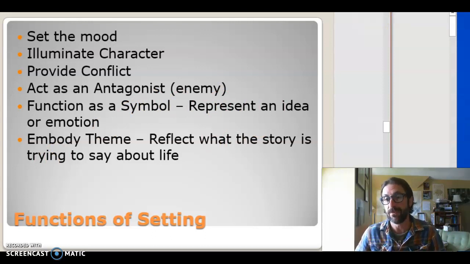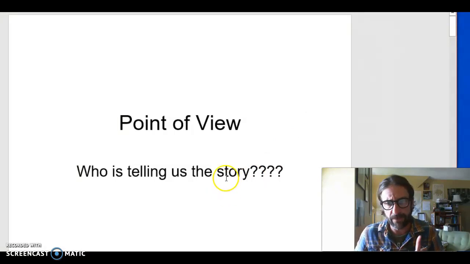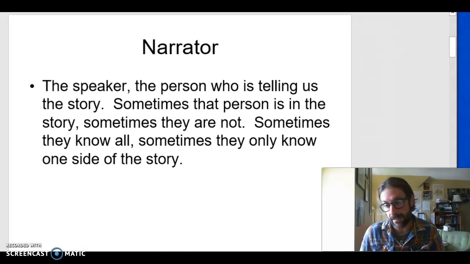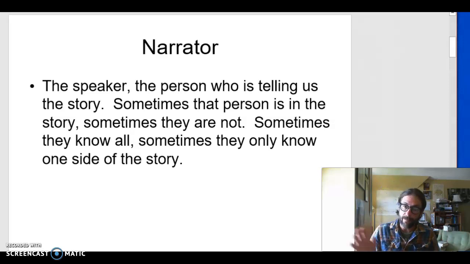Now, the other thing I wanted to share with you is about point of view. Point of view is who is telling us the story. Generally, a narrator, a voice, will be telling us the story. That narrator, the person who is telling us the story, sometimes is in the story, and sometimes is not. Sometimes they know everything. They have omniscient knowledge. They can voice what's happening in one character's head or another character's head. And sometimes they only know one perspective or one side of the story.